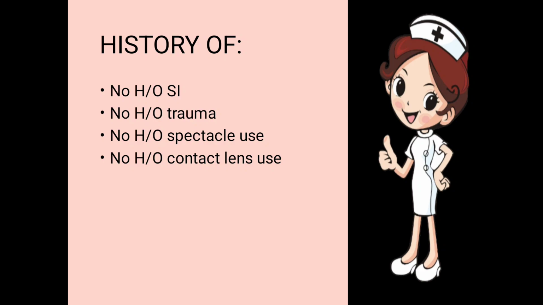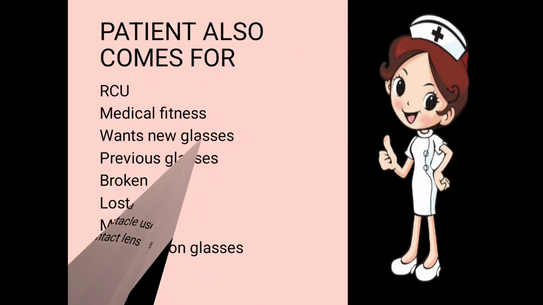No history of any kind of systemic illness. Systemic illness, asthma, diabetes, hypertension, all these things are the systemic illness. So no history of SI, systemic illness. No history of trauma. There is no history of any kind of injury to the eye of the patient. No history of spectacle use. No history of contact lens use.